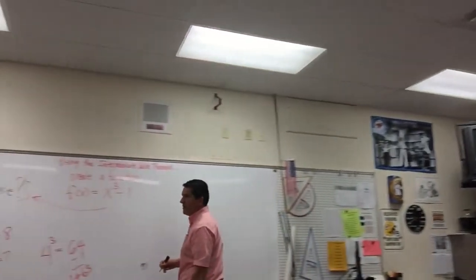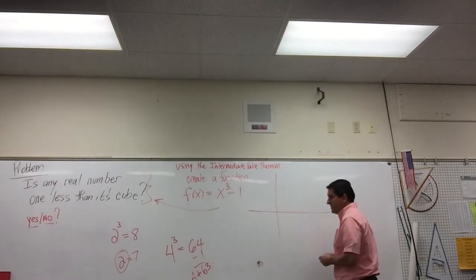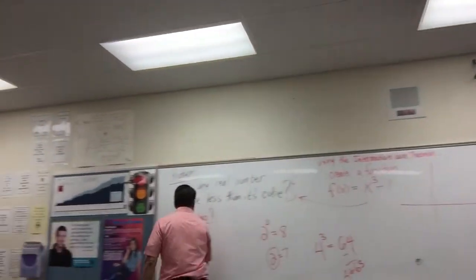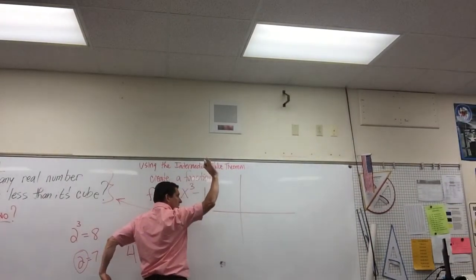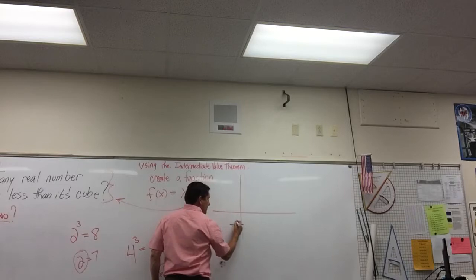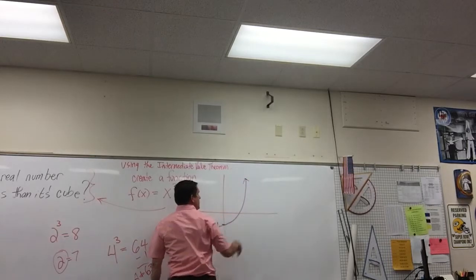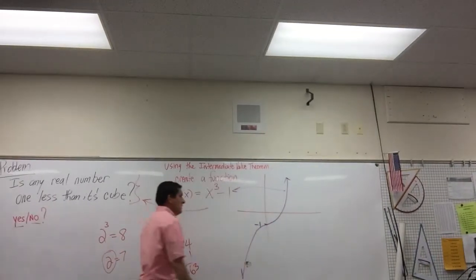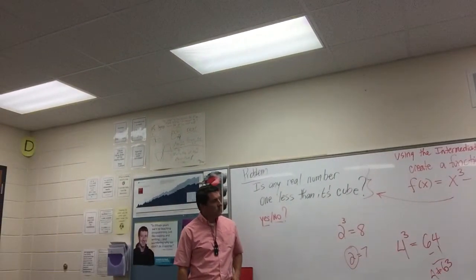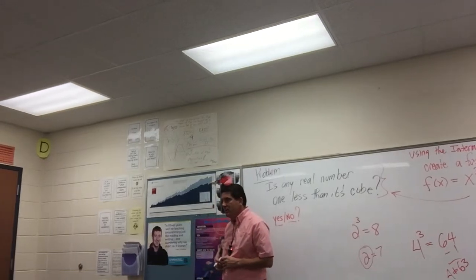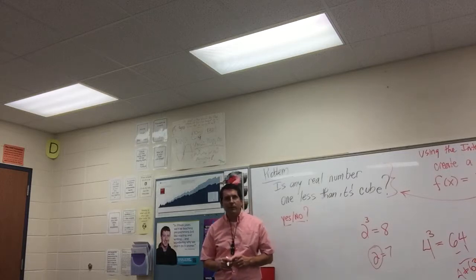Remember how I taught you multiple perspectives? What is the graph of this thing? y equals x cubed minus 1. It's this guy, but shifted down 1. Okay, so it looks something like this. This is the graph of that. The answer is staring you right in the face.